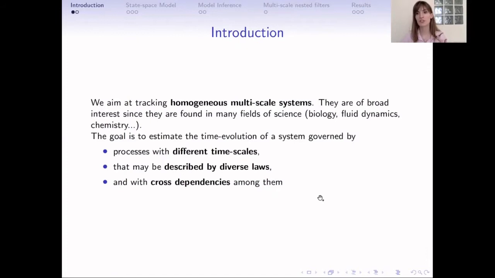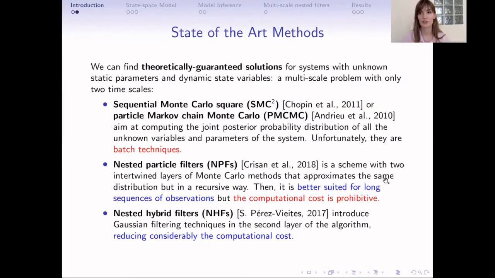So if we think about the simplest case of a multiscale system, it would be the one with static parameters and dynamic state variables. And for this particular case, we can find theoretically guaranteed solutions such as sequential Monte Carlo square or particle Markov chain Monte Carlo that aim at computing the joint posterior probability distribution of all the unknown variables and parameters. But they are batch techniques, so they are not well suited for long sequences of observations.